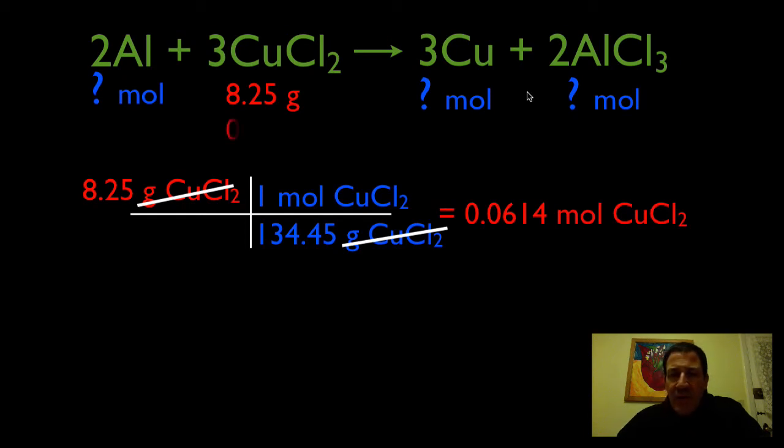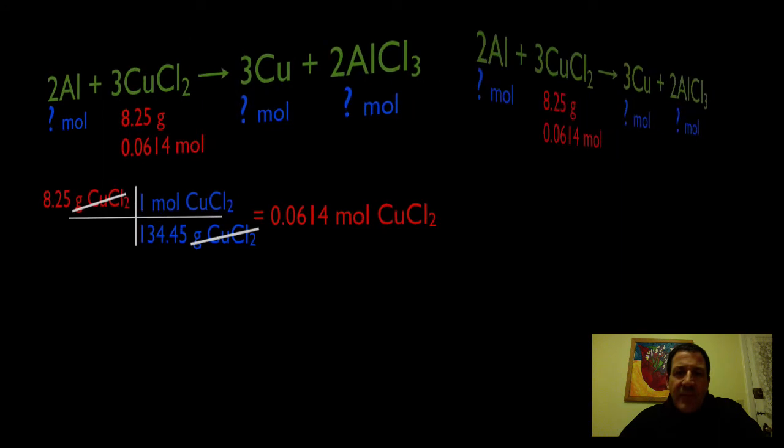Okay, so that's the number of moles. And I like to write it up here so I can see that these 2 go together. This is the mass, this is the corresponding number of moles. And now we're going to use this number of moles to do a molar ratio and convert from moles of CuCl2 first to moles of aluminum, then to copper, and then to AlCl3, aluminum chloride. And we're going to do that on the next slide, but we're going to use that value, the 0.0614, 3 times. All right, so let's go ahead and do that.